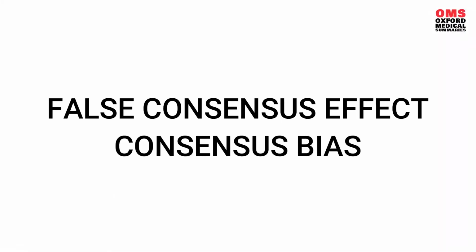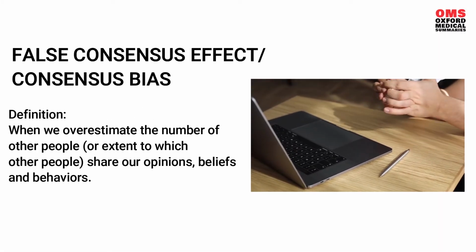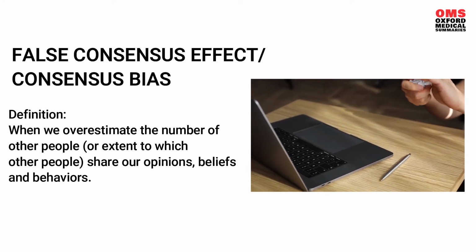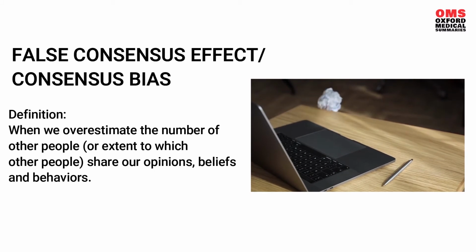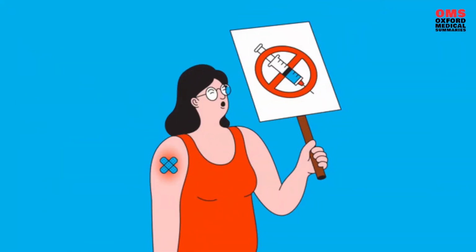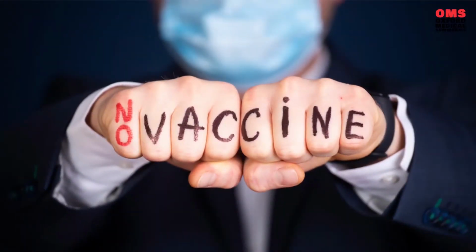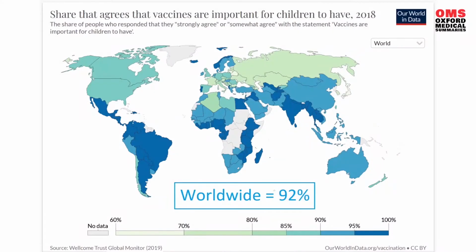False consensus effect. This happens when someone stays rigidly within groups that share the same beliefs, which results in overestimating the number of other people that share our opinions, beliefs, and behaviors. For example, anti-vaxxers may think that most people are against vaccines because of the discussions and groups that they are involved in. In reality, 92% of the people worldwide support vaccines.